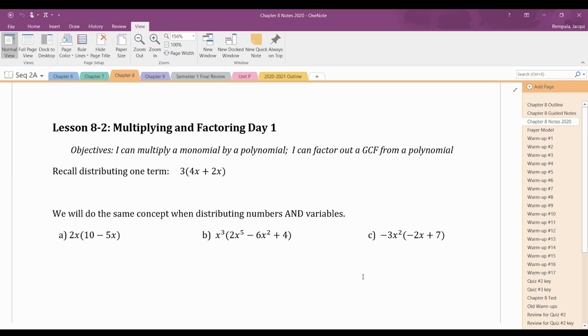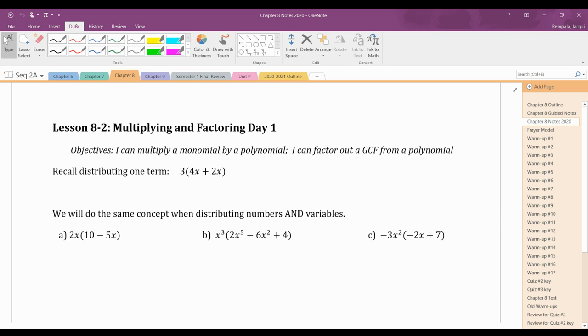So it says recall distributing one term. Remember, when we distribute, I have something outside of the parentheses. It is going to get multiplied to everything inside of the parentheses. So in this case, 3 times 4 gives us 12, and then there's an x with it. I'm going to bring that addition sign over. Now 3 times 2 is 6. There is an x with that as well. In this case, those are two like terms, so I'm going to combine them. 12x plus 6x gives us 18x.